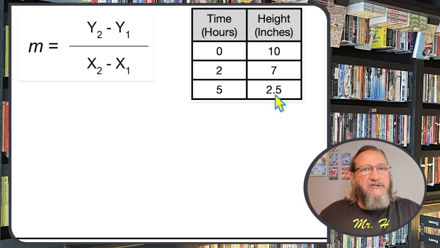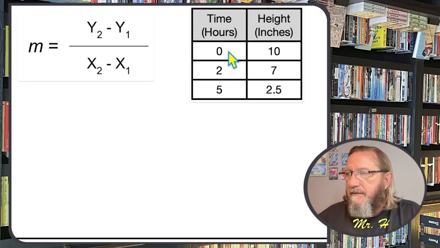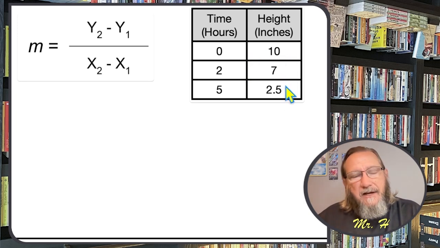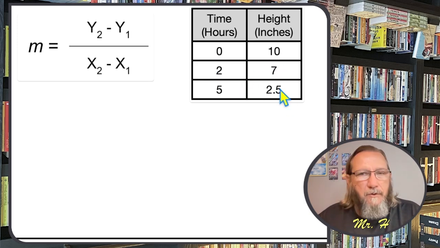After 2 hours of burning, it's down to 7 inches, and after 5 hours, it's down to 2.5 inches. So what is the rate of change of the height? Well, we want to make sure that you understand that in a table, x's are generally going to be on the left, and the y values are on the right. These actually constitute points: (0, 10), (2, 7), and (5, 2.5).